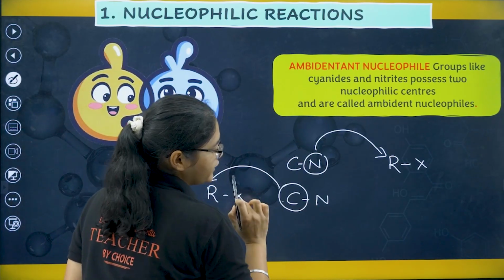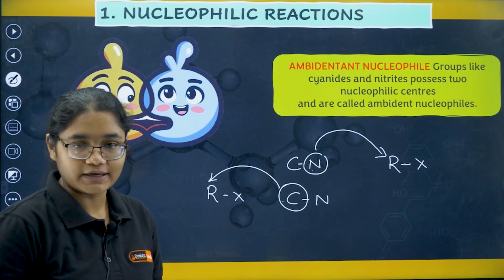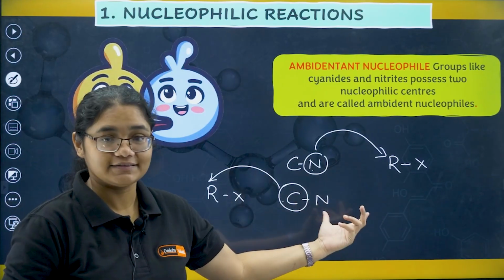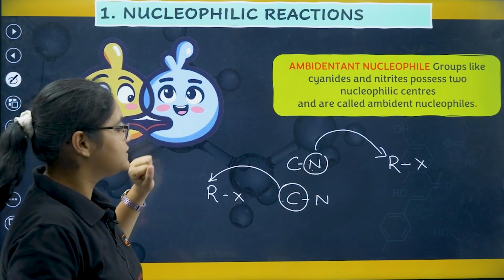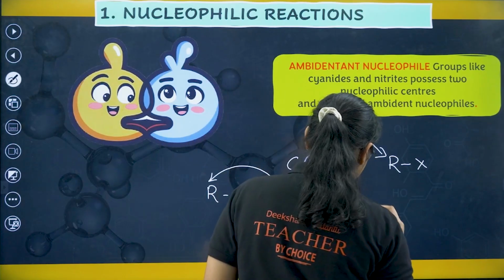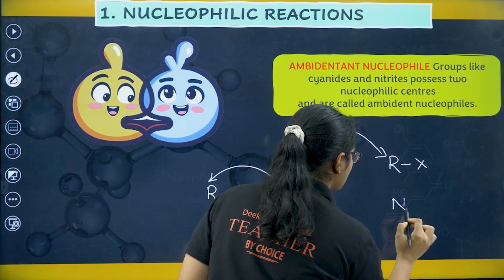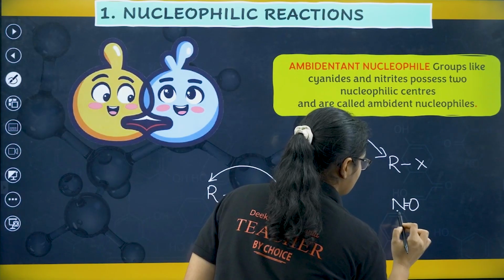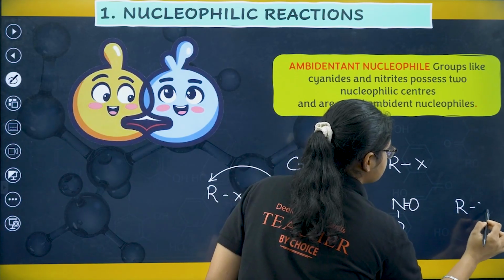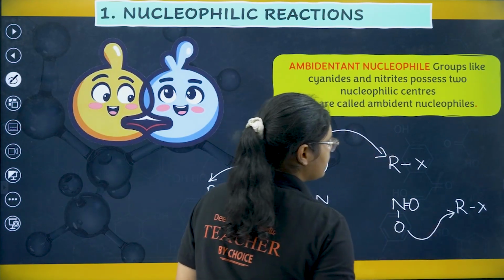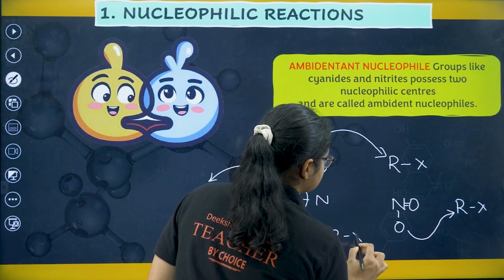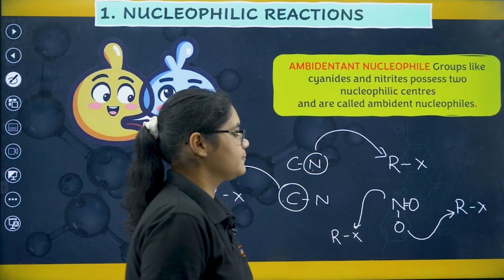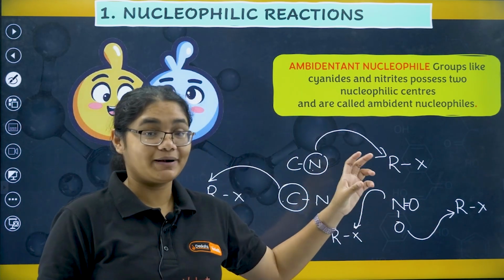C can also react, N can also react. It has two phases, I can say, like this. Similarly, you have one more example, NO2. I'll just write it like this. If I have RX, sometimes this O can react, and sometimes this N will also react. So from both the sides, but one at a time.